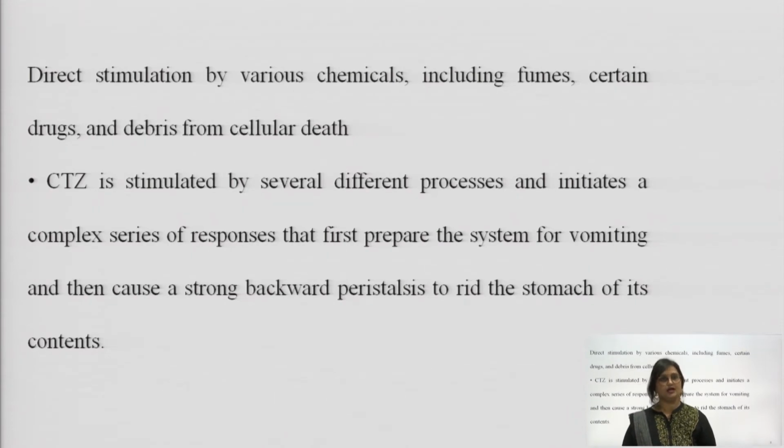The chemoreceptor trigger zone is stimulated by several different processes. These processes initiate a complex series of responses that first prepare the system for vomiting and then cause a strong backward peristalsis to get rid of the stomach contents. So this is what happens when an emetic is given, or when vomiting is caused.